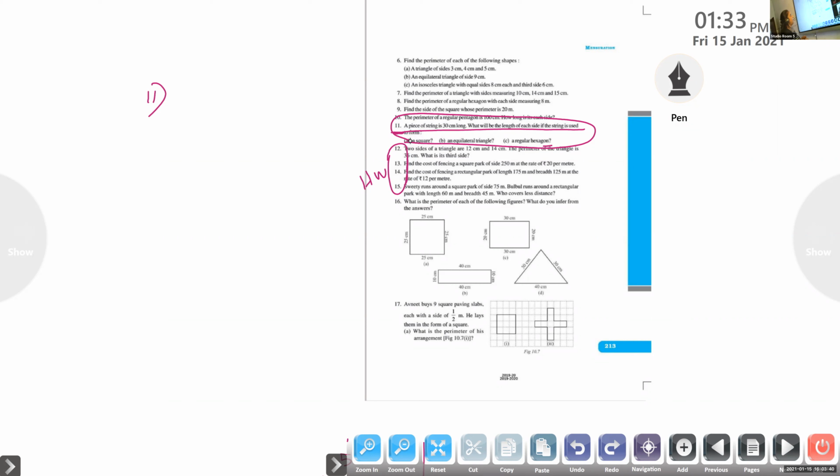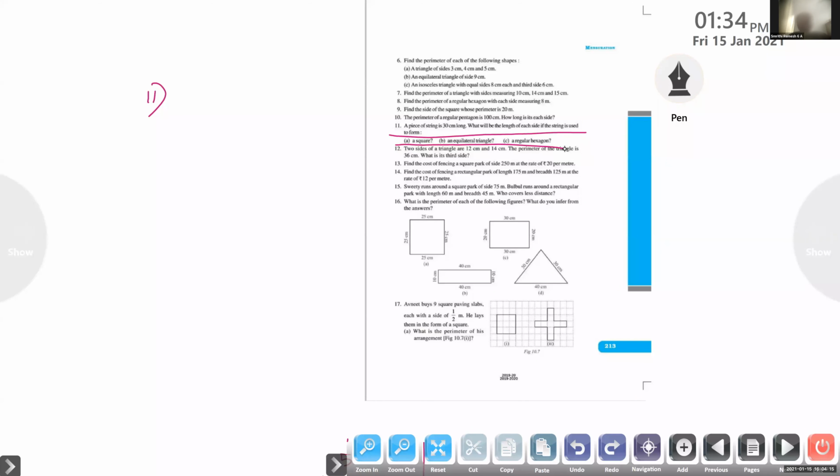Okay, children, shall I explain? Yes, ma'am. It is given that a piece of string is 30 centimeter long. So there is a piece of string, a wire like this. It is an earphone, a headset wire. So it is a 30 centimeter long wire.